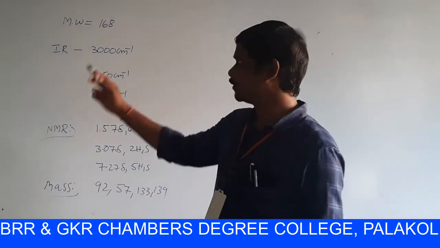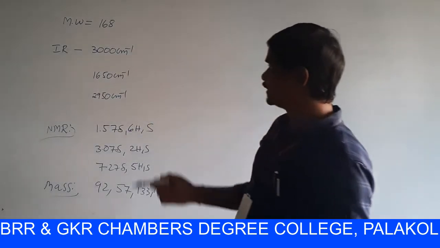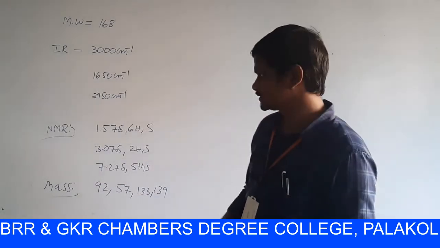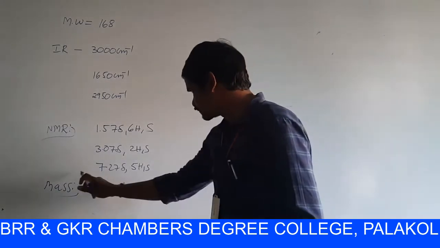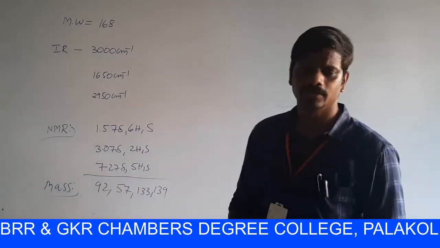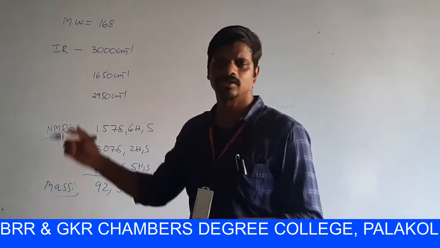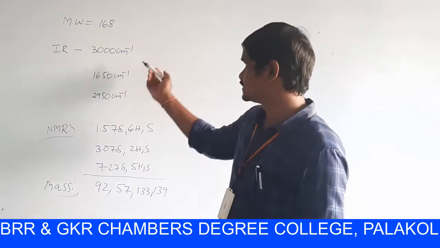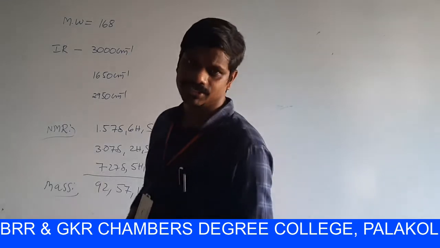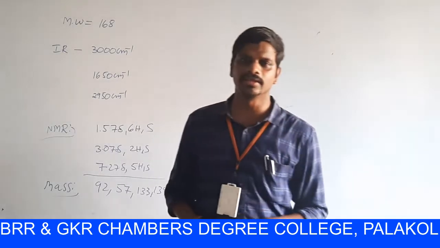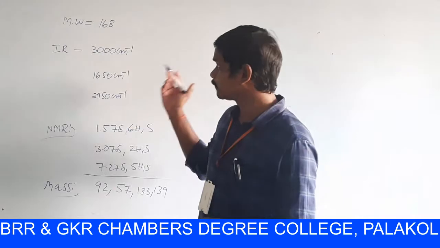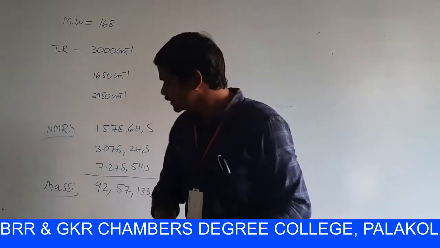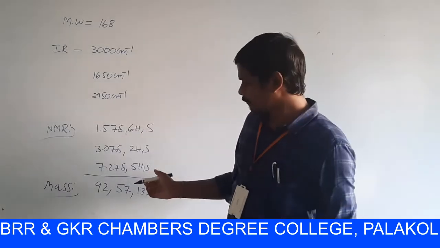determinations. So here the molecular weight is 168 and the IR data is 3000 centimeter inverse, 1650 centimeter inverse and 2950 centimeter inverse. In the NMR data we have 3 values and in mass we have 4 values. Based on this spectral information, we can determine the structure of an organic compound. Let us see, here the molecular weight is 168. From this molecular weight we can determine the molecular formula, using the IR, NMR and mass information.